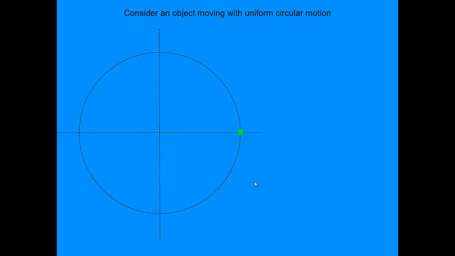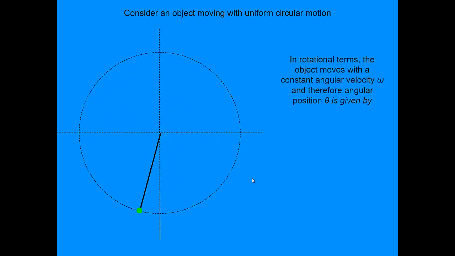Well, if we connect this with a reference line from the axis of rotation to the object, we can think of this object as rotating, can't we? This object is rotating about that point. And if it's rotating constantly, we know, because we just got out of the rotation unit, that we can describe that motion in rotational terms as having a constant angular velocity omega.